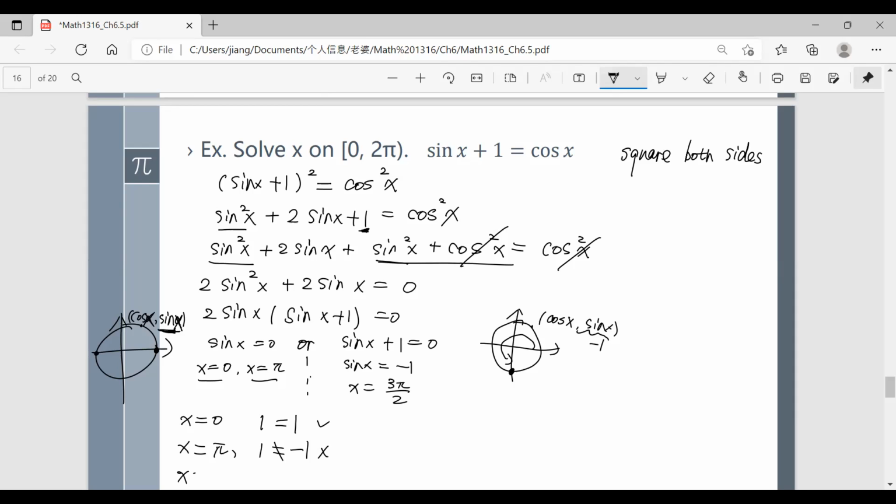And how about x equals 3 pi over 2? 3 pi over 2 is here, right? So the point here is 0, negative 1. So let's see. Sine is negative 1 at 3 pi over 2.